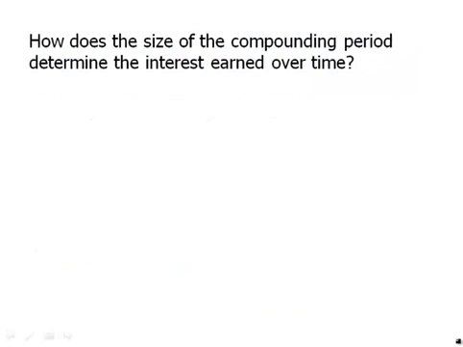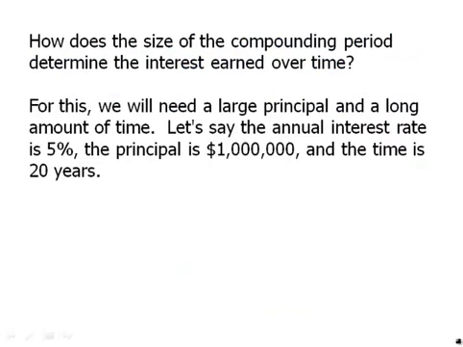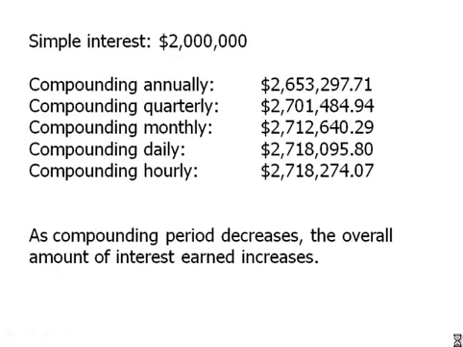How does the size of the compounding period determine the interest earned over time? For this, we will need a large principal and a long amount of time. Let's say that the annual interest rate is 5%, the principal is $1 million, and the time is 20 years. So we're really pumping up both the amount that we're dealing with as well as the time to look at these subtle differences. So, on that scale, simple interest would give us $2 million after 20 years.